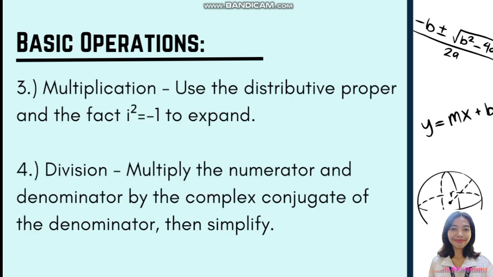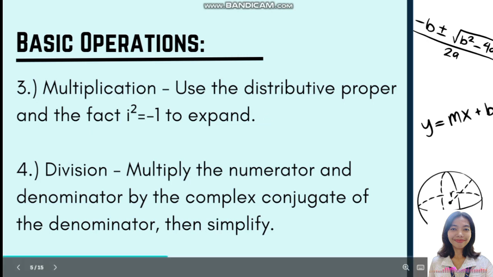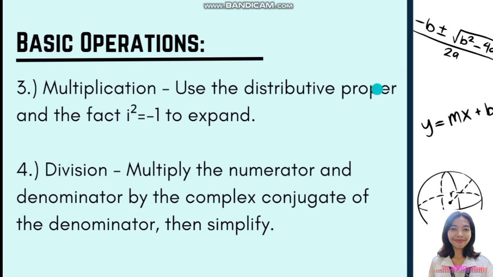And then next we have the multiplication. In multiplication, use the distributive property and the fact that i squared is equal to -1 to expand. You can also use the FOIL method for this one, since the FOIL method is also easy to use. By the way, it's property, not proper. I'm so sorry, it's a typo.